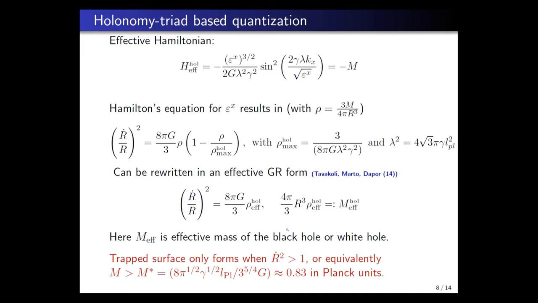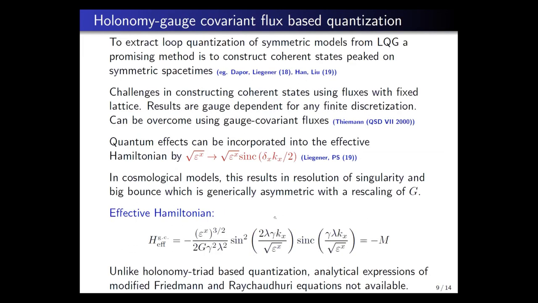Let us do the same analysis for the holonomy gauge coherent flux modification. Essentially, the idea for the gauge coherent flux modification ties in some sense to recent attempts to find these symmetric models from loop quantum gravity using coherent state techniques. And the challenges in constructing these coherent states using flux and the triads using the fixed lattice, these are all known problems. There is nothing new in what I'm saying here.